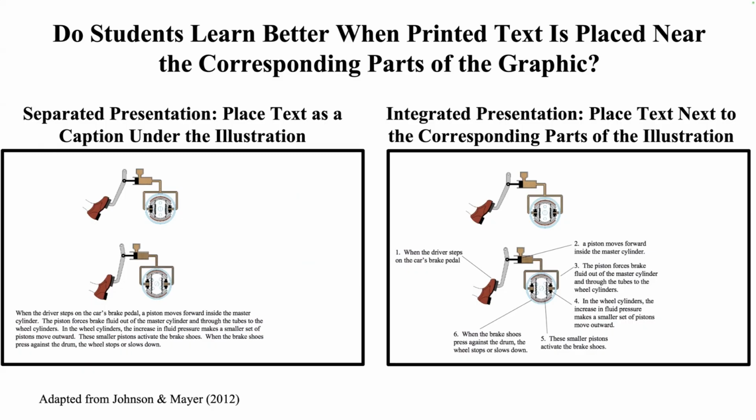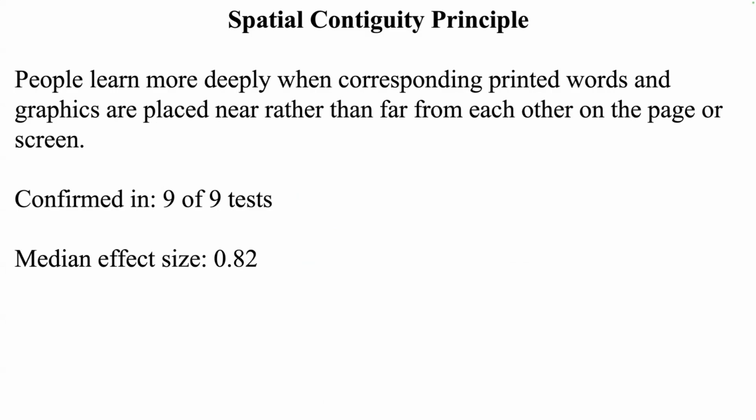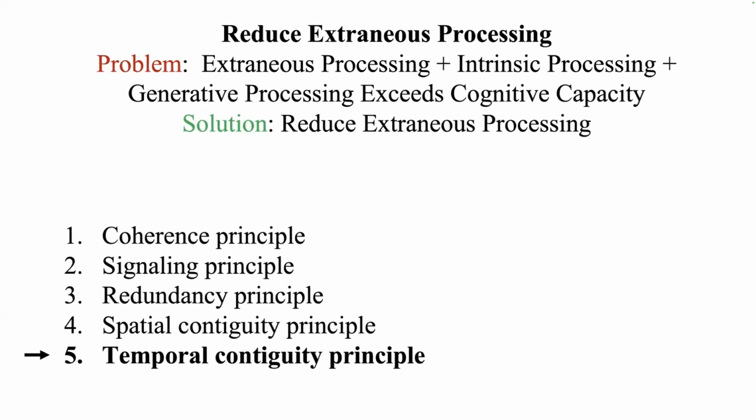People do better with the spatial contiguity, where the words are close to the part of the graphic they're talking about. In 9 out of 9 experiments with a large effect size, people learn better when corresponding words and graphics are placed near each other on the screen.